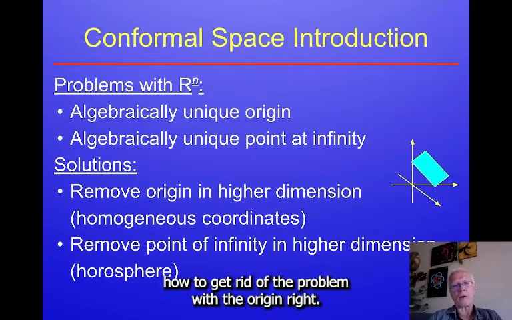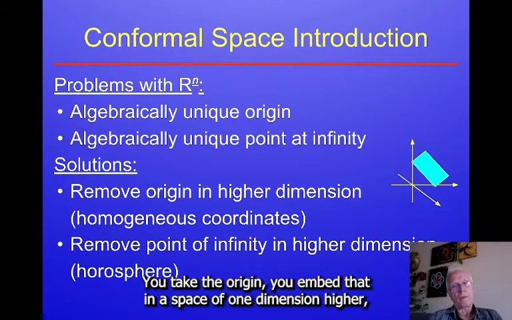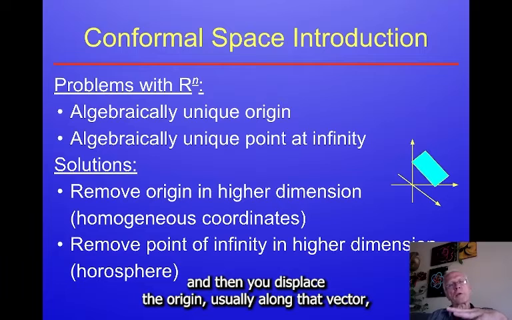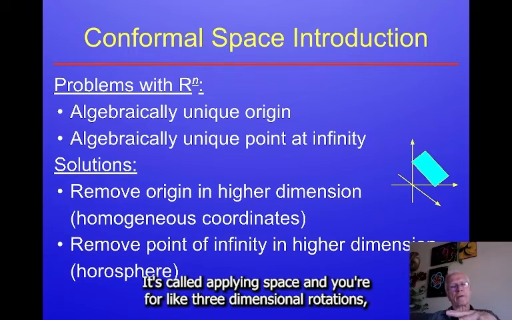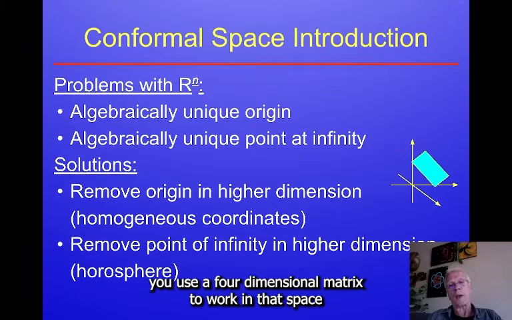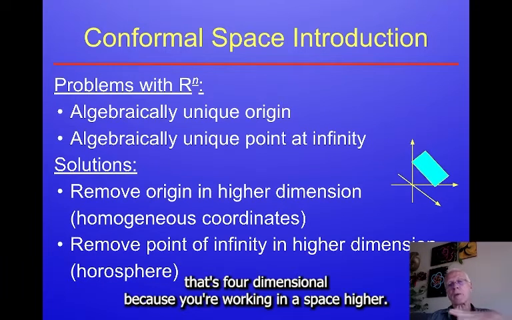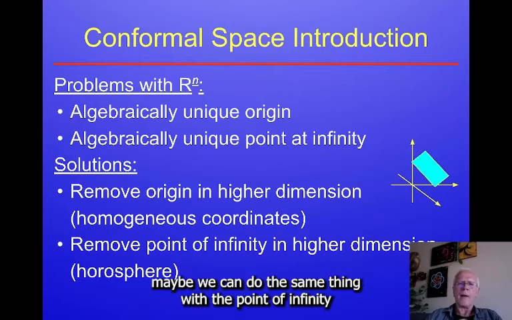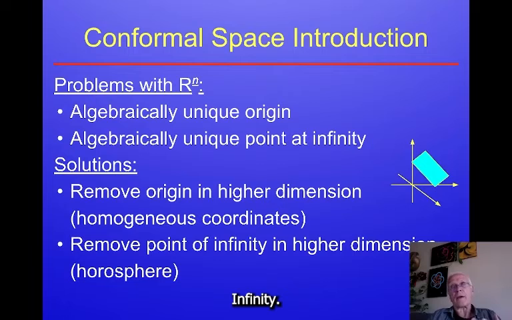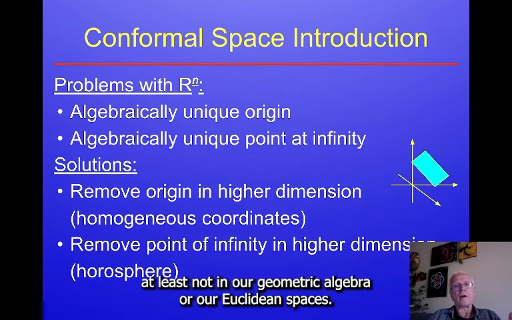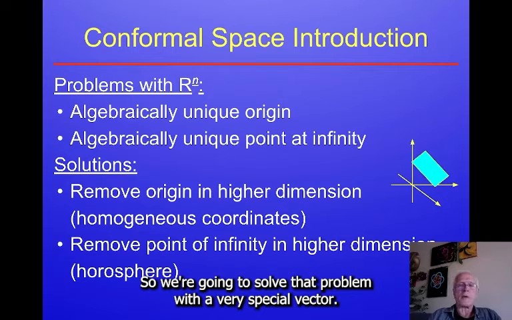You know from computer graphics how to get rid of the problem with the origin, right? You take the origin, you embed that in a space of one dimension higher, and then you displace the origin, usually along that unit vector. And then you work in that higher space. It's called affine space. And for, like, three-dimensional rotations, you use a four-dimensional matrix to work in that space. That's four-dimensional because you're working in a space higher. Well, maybe we can do the same thing with the point at infinity in a higher dimension. Well, what is the point at infinity? We can't displace it because it's not a vector, at least not in our geometric algebra or our Euclidean spaces. But we're going to solve that problem with a very special vector.